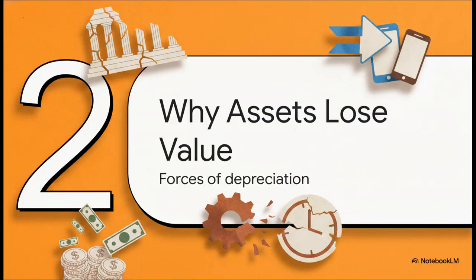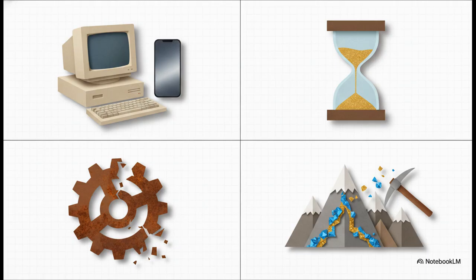Section 2. Why assets lose value. Let's look at the actual forces of depreciation. So the value of an asset usually drops for 4 main reasons. First up, economic factors. Think obsolescence. Like when a newer, significantly better computer model hits the market, making yours practically a dinosaur. Second, time factors. This is basically the ticking clock of a legal lease expiring.